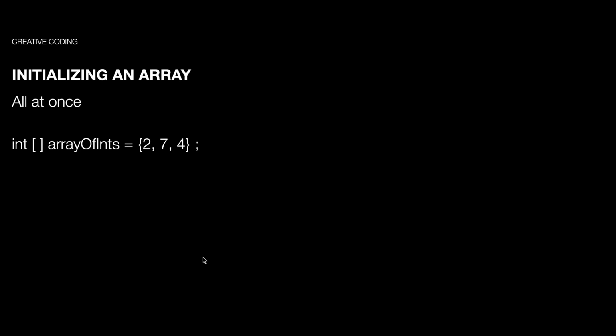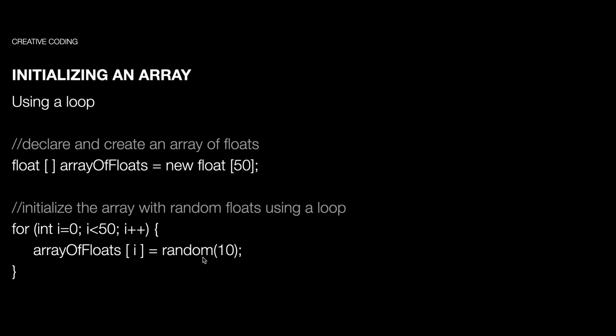You could do it all at once. So this is a really small array. This is only 3 elements, but this is an example of doing the same thing we just did in the other bit of code. So you could use these curly braces and fill the array that way. However, once we get into a lot of different elements, it's not really efficient. So a better way to deal with it is perhaps using a loop.